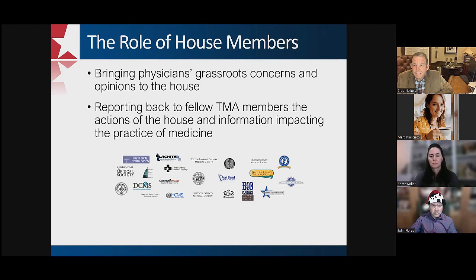And here we just see some of the logos. I'm not quite sure how many individual county medical societies we have now, but obviously Texas is a big state, lots and lots of counties, and lots of diversity within.